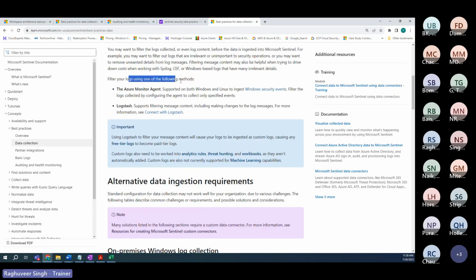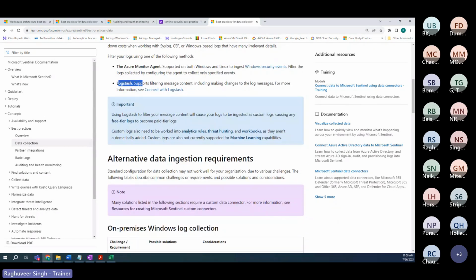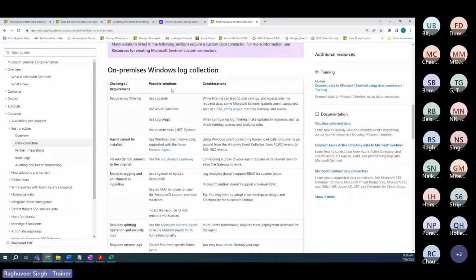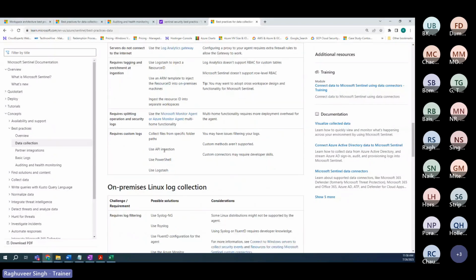So filter your logs using one of the methods. I mean, say Azure Monitor Agent, or Logstash, which is a third-party service, leave it. Alternate data ingestion requirements: you may want to ingest data from various services also.